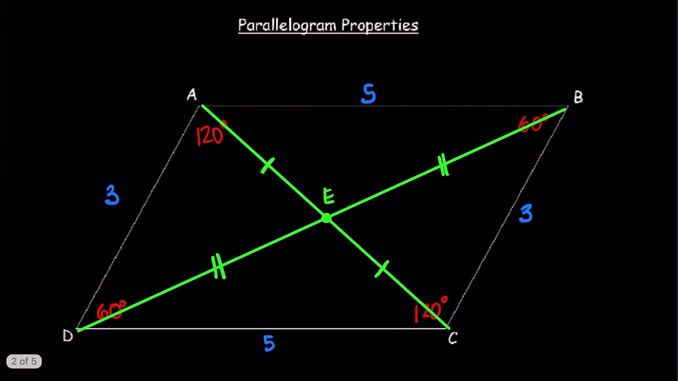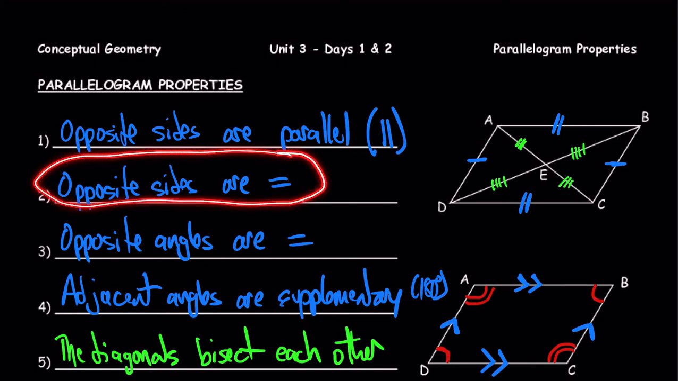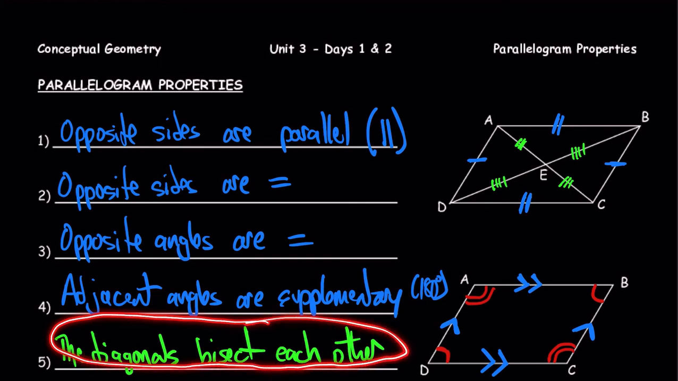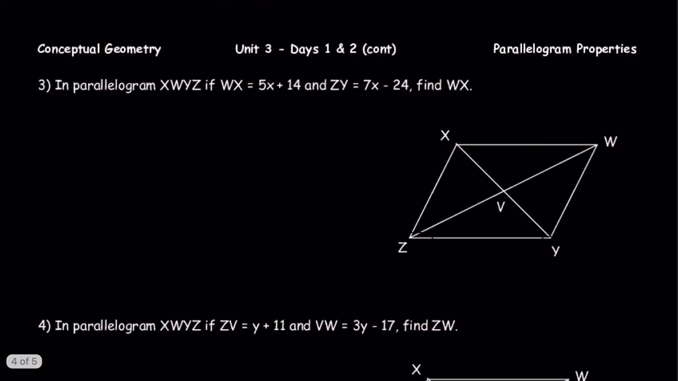So just a quick review from the last lesson. We talked about the properties of a parallelogram: opposite sides being equal, diagonals bisecting each other, opposite angles being equal, adjacent angles adding up to 180. What we're going to focus on today, we're going to talk about the opposite sides quite a bit being equal. We're also going to talk about the diagonals bisecting each other, as you can see in this diagram here. Those two will be equal, and those two segments will be equal as well. So let's get right into it.